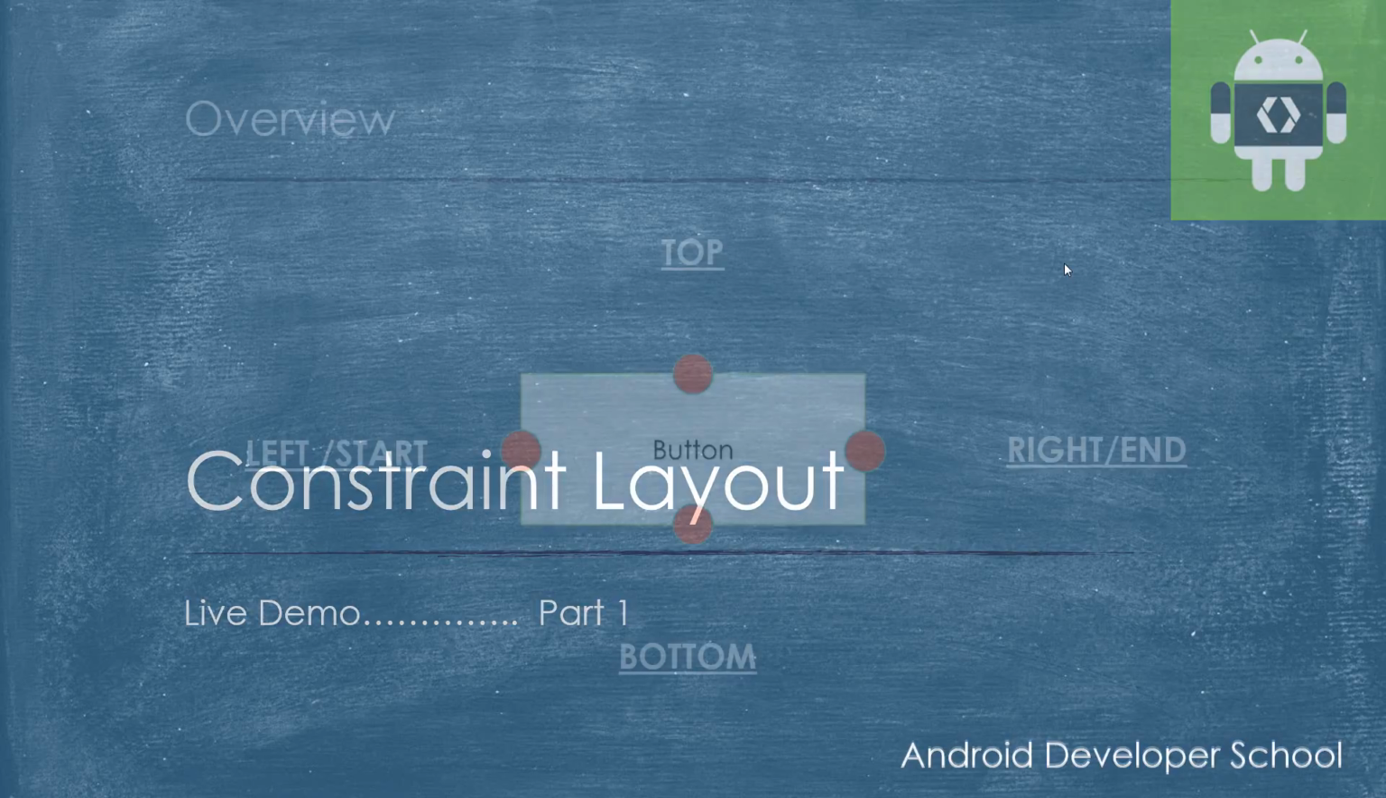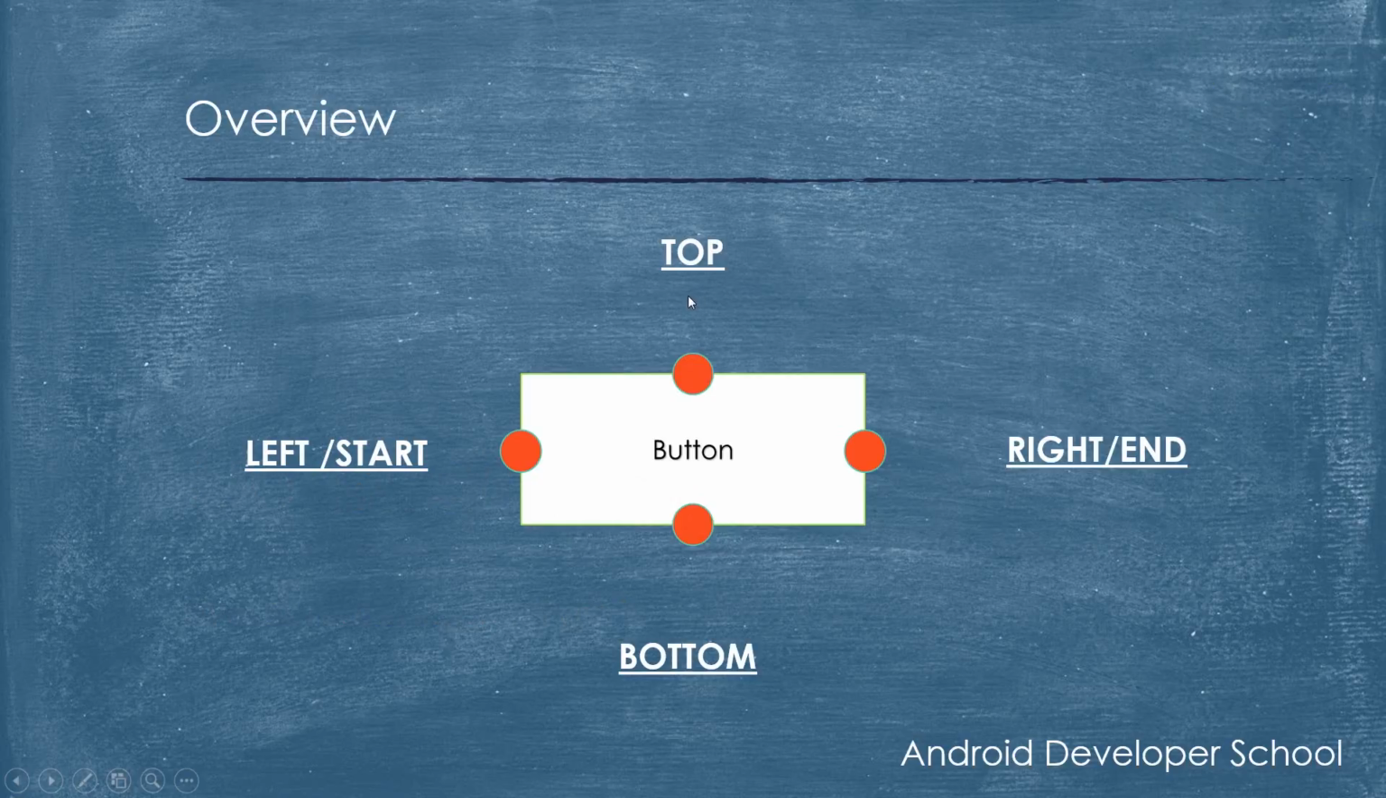So let's start. This is what we need to know before starting with constraint layout. Assume, as we all know, we all have a view, and every view has four sides, and the red circle represents a constraint point from where you can connect one view to another view, or to the parent view, or a nested view group. So this is the top one, this is the bottom one, this is the left and the start, and this is the right and the end.